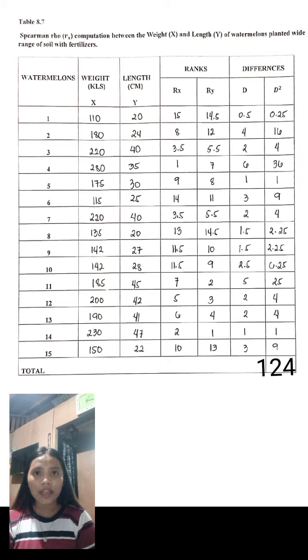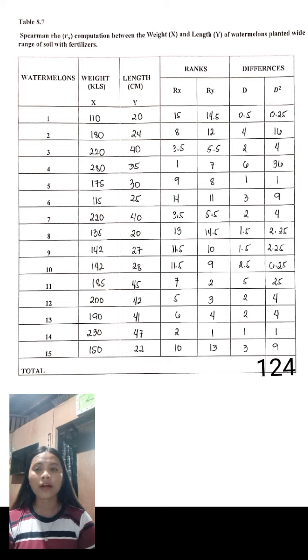For watermelon 5, we have 9 as Rx and 8 as Ry, so their difference is only 1. Next, for watermelon 6, we have 14 as Rx and 11 as Ry, so their difference is 3. For watermelon 7, we have 3.5 as our X and 5.5 as our Y, and still we have a difference between them of 2.